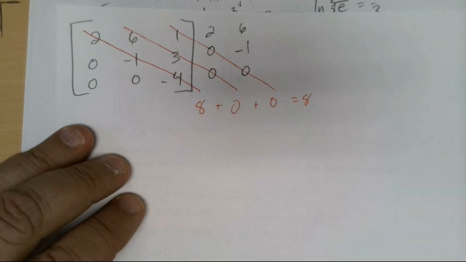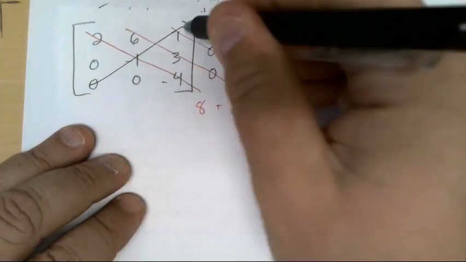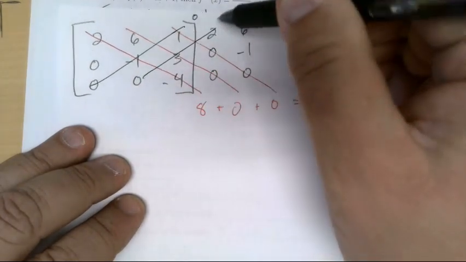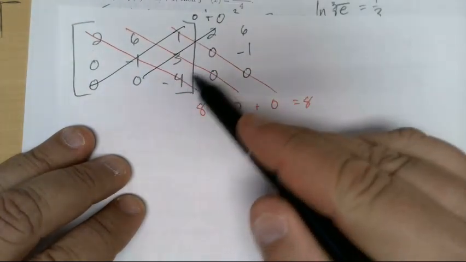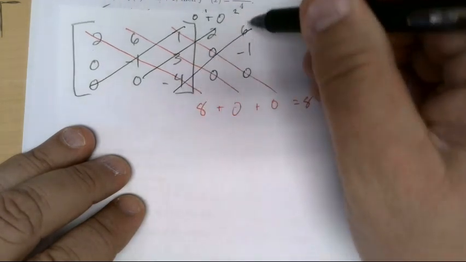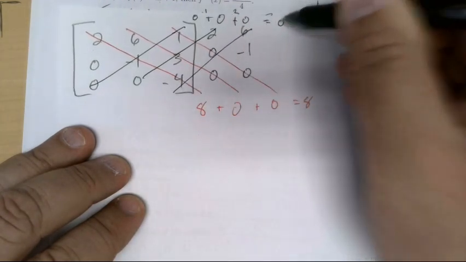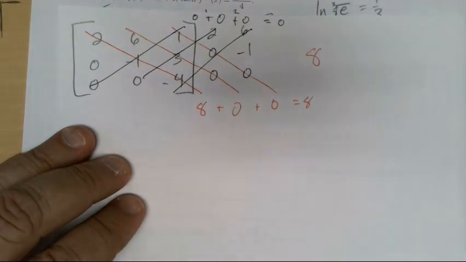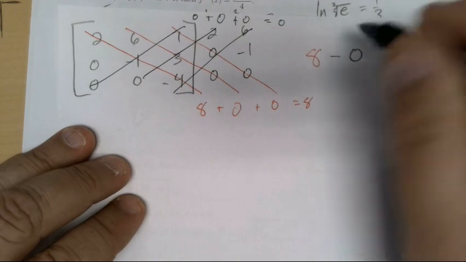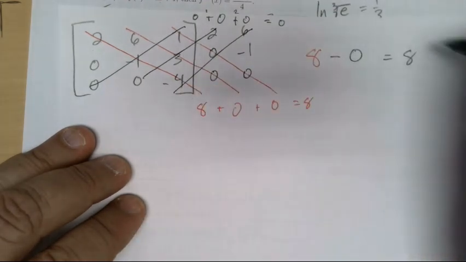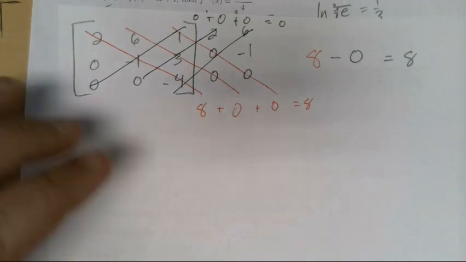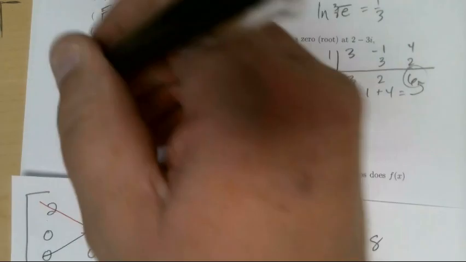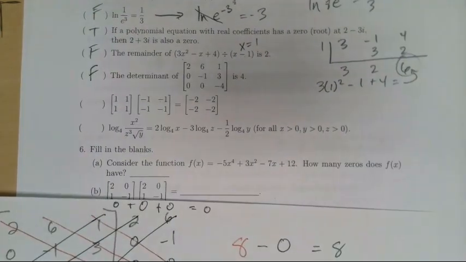Cool. Okay. Now I find the upwards products. 0 times, oh, that's going to be a 0. 0 times 3 times 2, that's a 0. -4 times 0, that's 0. I like zeros because they're easy. Equals 0. You always take the sum of the downward products and subtract the sum of the upward products. So 8 minus 0 is 8. So the determinant of that matrix is 8. What was the question? The determinant is 4. That is a lie. So that is false.